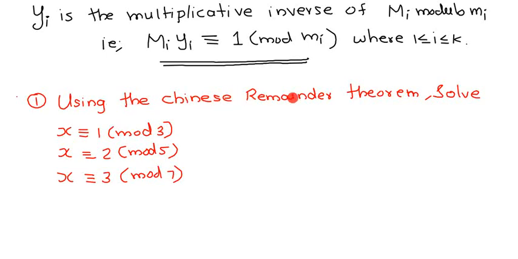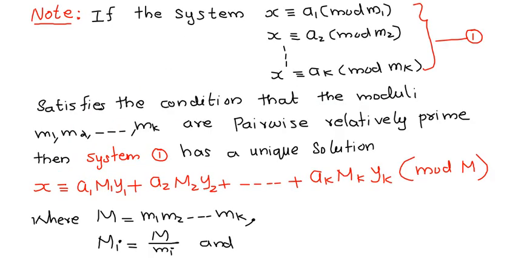Using the Chinese remainder theorem, solve the system of linear congruences x ≡ 1 mod 3, x ≡ 2 mod 5, and x ≡ 3 mod 7. For solving this, we already have the statement of the Chinese remainder theorem.